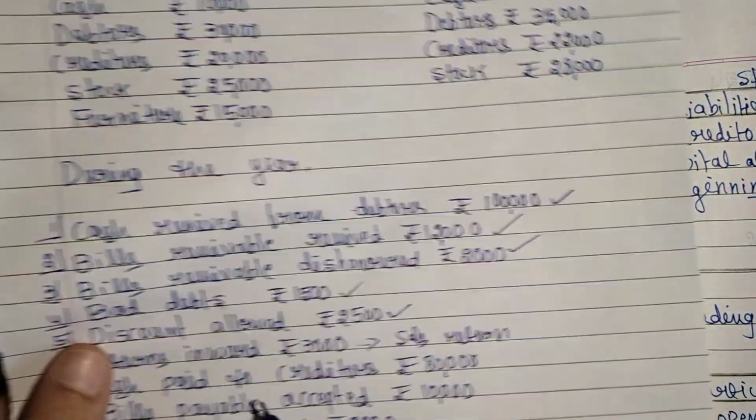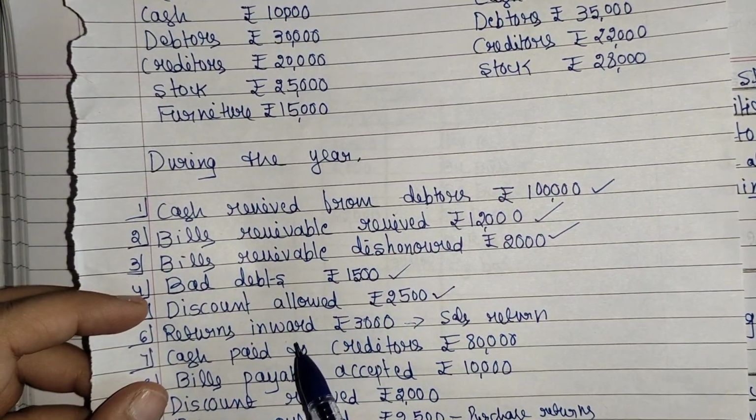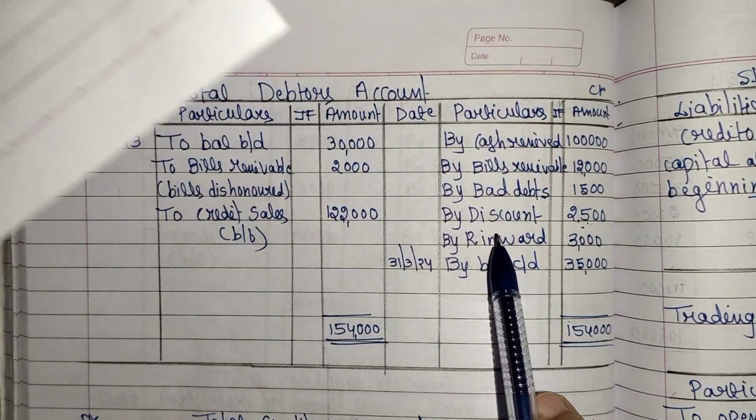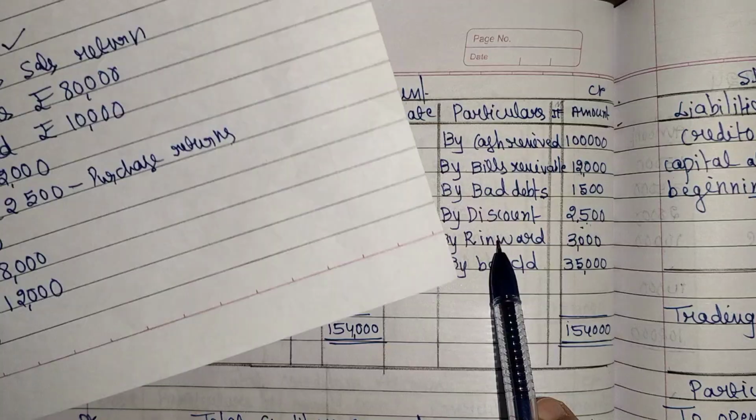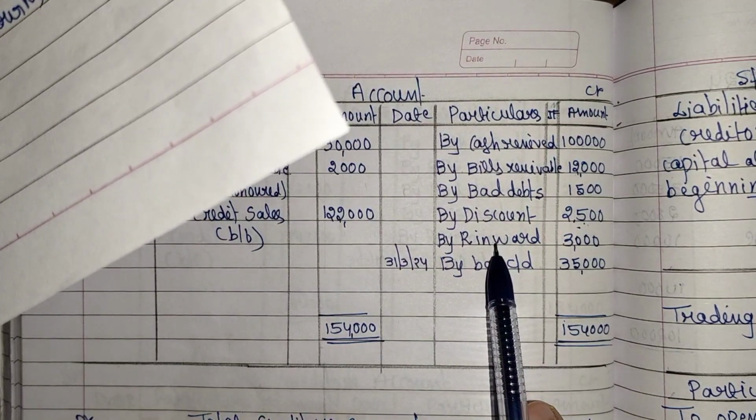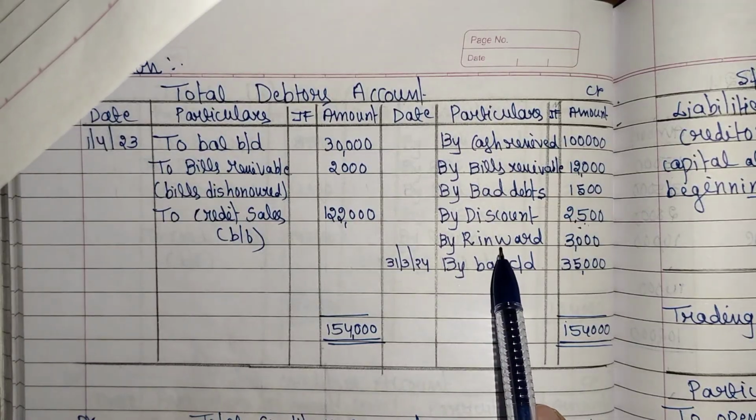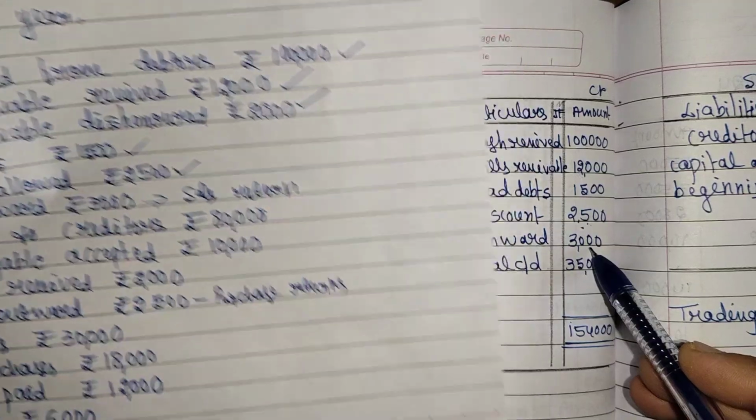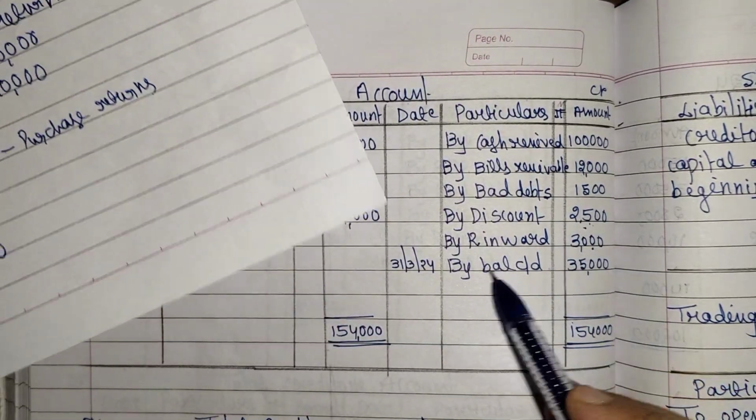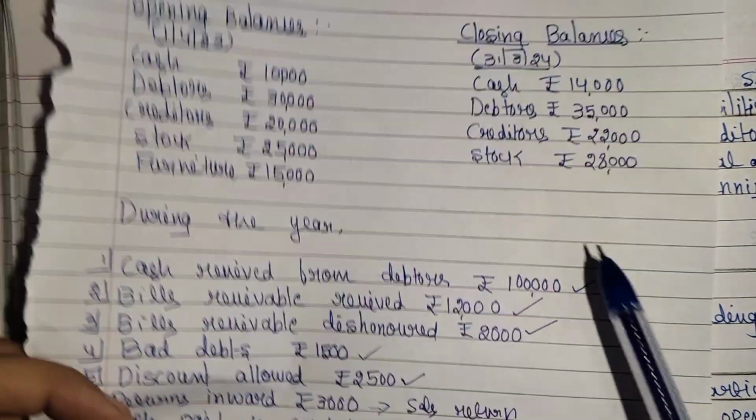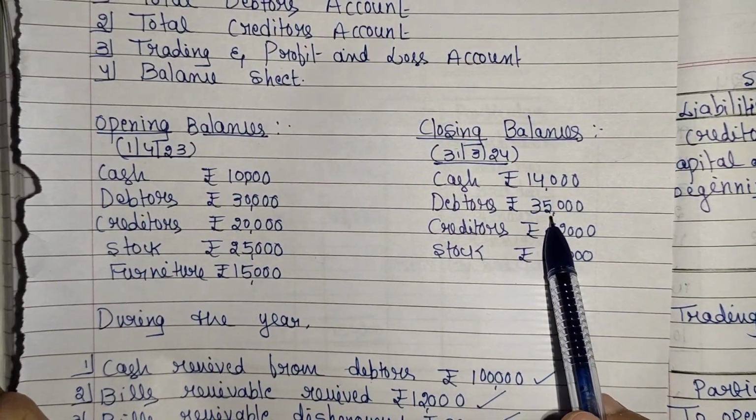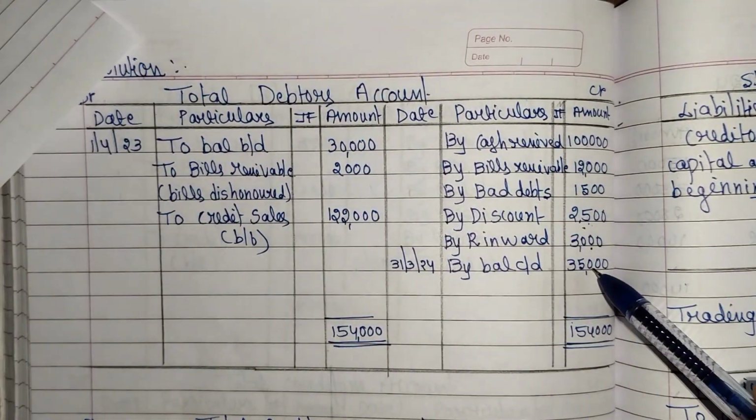Clear? Now next one, discount allowed over, return inwards means sales returns, that is on the debtors account on the credit side. Return, it means what? Goods returned by the customers. Means debtors reduces, right? How much? That is rupees 3,000. So next after that, by balance carried on, how much? That is rupees 35,000. Write down 35,000.